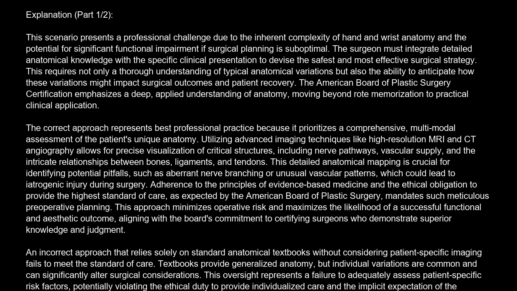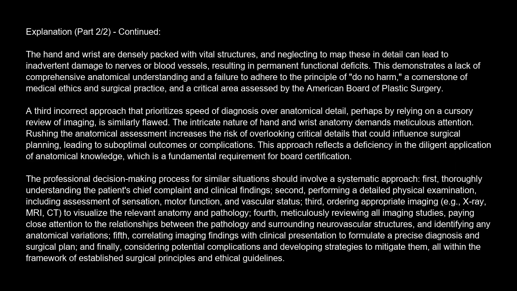Another incorrect approach that focuses only on the primary pathology without a thorough assessment of surrounding neurovascular structures is also professionally unacceptable. Hand and wrist are densely packed with vital structures, and neglecting to map these in detail can lead to inadvertent damage to nerves or blood vessels, resulting in permanent functional deficits. This demonstrates a lack of comprehensive anatomical understanding and a failure to adhere to the principle of do no harm, a cornerstone of medical ethics and surgical practice, and a critical area assessed by the American Board of Plastic Surgery.